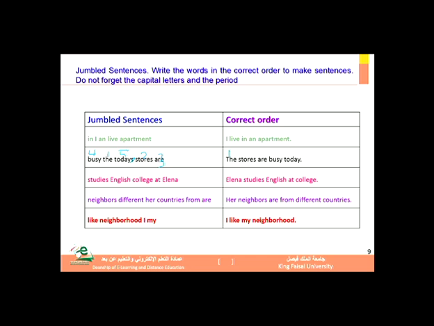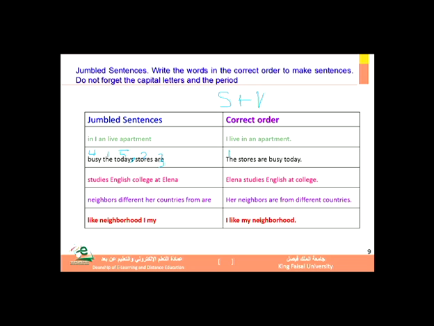So always start with the subject. One common feature of those sentences is that all of them start with the subject. So the subject has to come first. After the subject, you have to have the verb. So if you look here, I is the subject, the stores is the subject, Elena is the subject, her neighbor is the subject, I is the subject. Then after the subject, you find the verb. We start with the subject first, then we move to the verb.